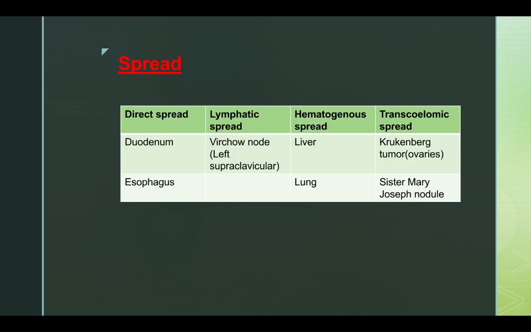Spread. There is direct spread, that is to duodenum and esophagus. Lymphatic spread through Virchow node, that is left supraclavicular lymph node. Hematogenous spread to liver and lungs. And transcoelomic spread, that is Krukenberg's tumor to ovaries, Sister Mary Joseph nodule.